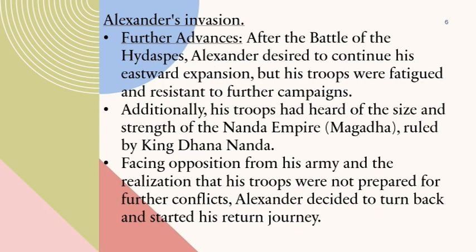Further advances: After the Battle of the Hydaspes, Alexander desired to continue his eastward expansion, but his troops were fatigued and resistant to further campaigns. Additionally, his troops had heard of the size and strength of the Nanda Empire, Magadha, ruled by King Dhanananda. Facing opposition from his army and the realization that his troops were not prepared for further conflicts, Alexander decided to turn back and started his return journey.